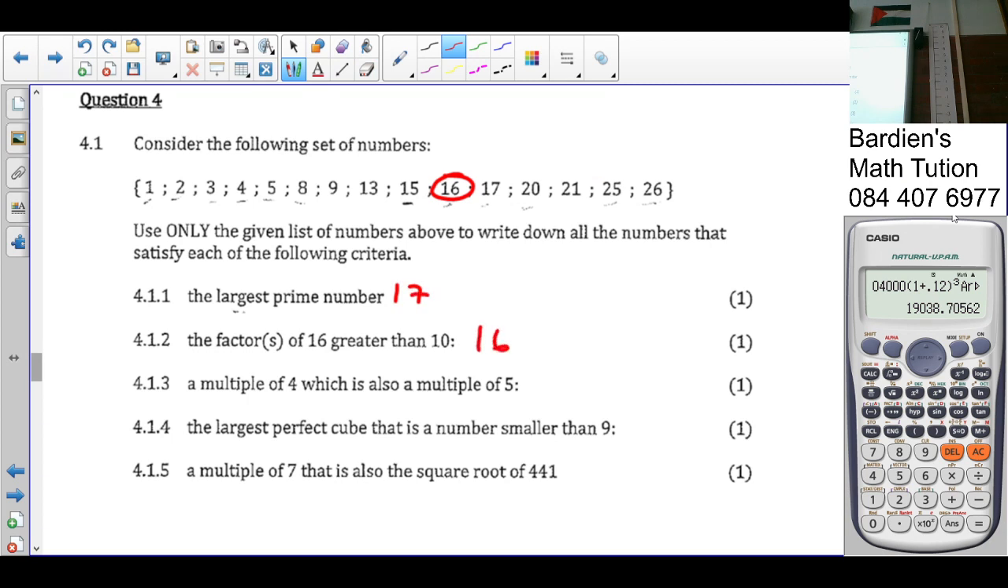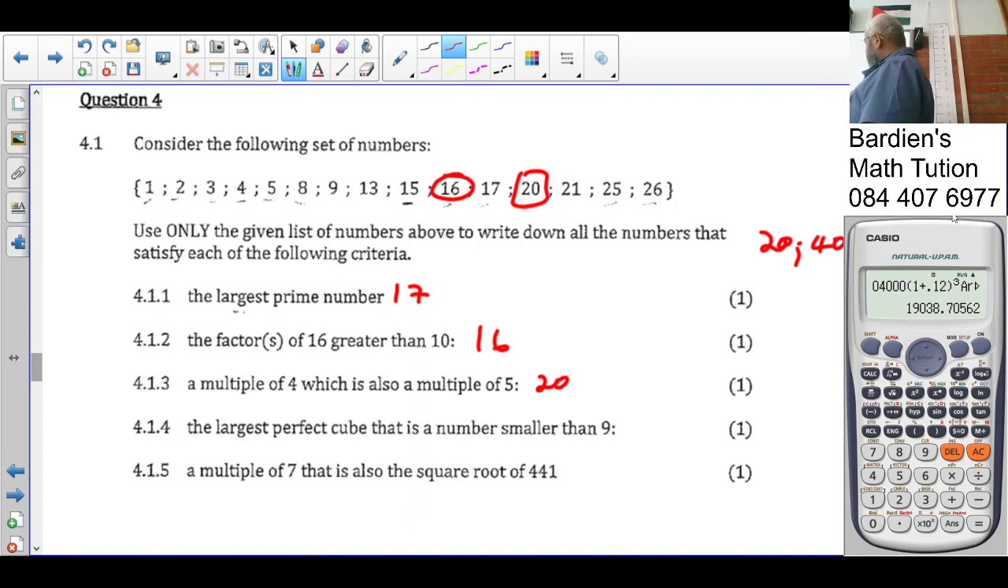The multiples of 4, which is also a multiple of 5. So the multiple of 4 and 5 is going to be 20. The next one would have been 40, and the next multiple of 4 and 5 would have been 60 and so on. But from the set of numbers given, 20 satisfies that condition.